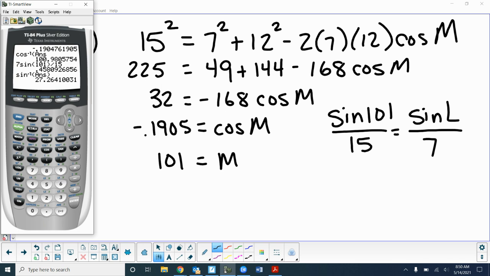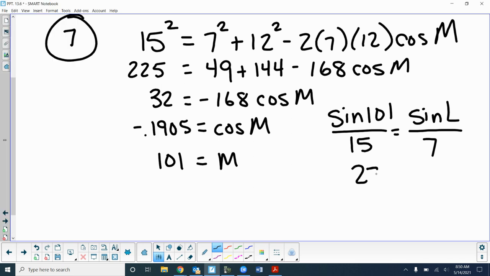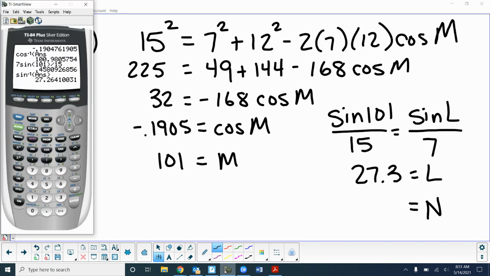So I get 27.3 for angle L. So angle N, I think that was the other angle, wasn't it? Yeah. So 27.3, I go plus 101. And go 180 minus that answer. And that's 51.7.